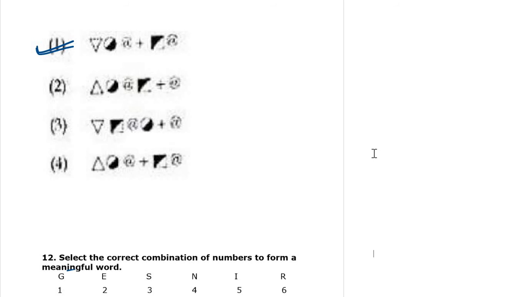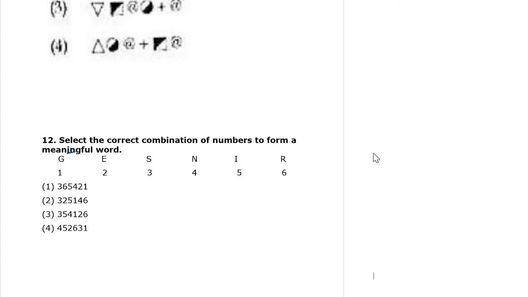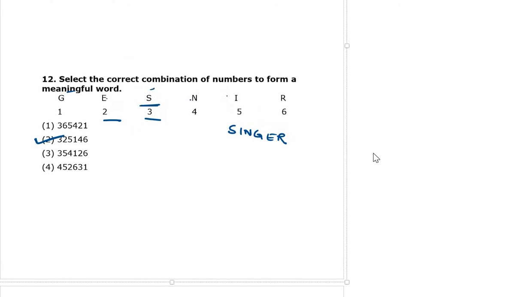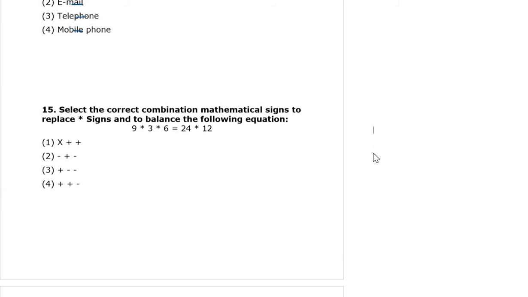Question number 12. Select the correct combination of numbers to form the meaningful word. Maximum start with 3. So we can make it orally, and then we can check it also. Start with S. What may be the thing, S-E-N, like that you need to check. So clearly it is showing S-I-N-G-E-R, singer. So start with the 3. Yes, E, 2. So with 3 and 2 only one option is singer. And then check the remaining numbers. Okay. Next question.